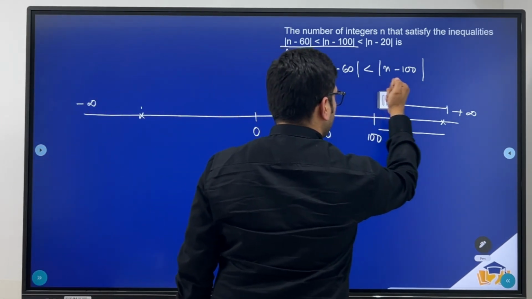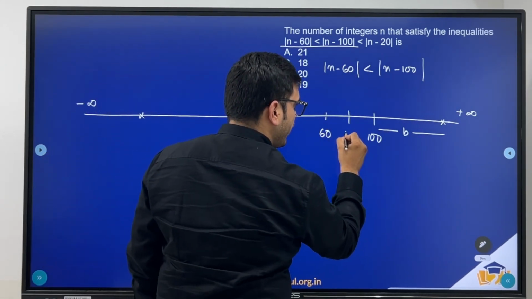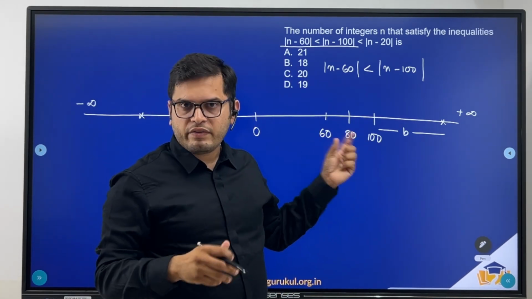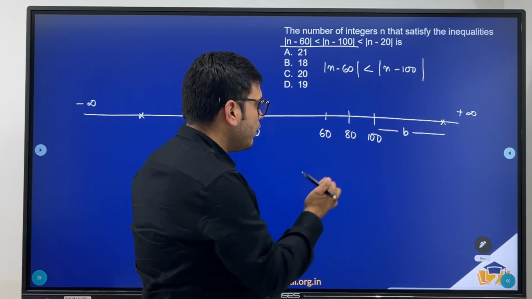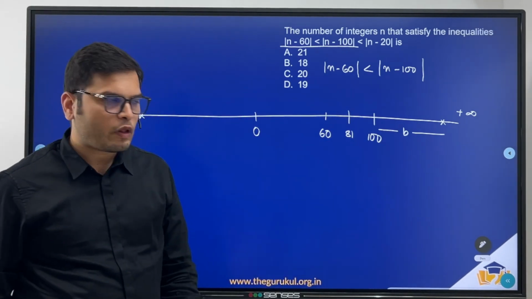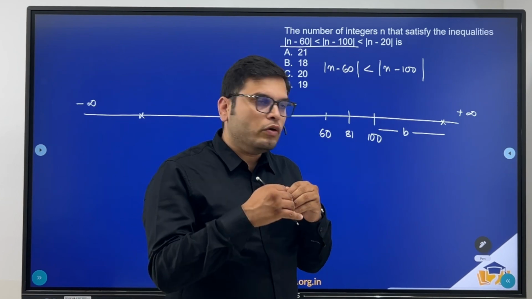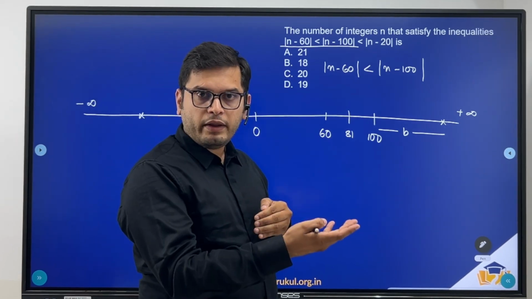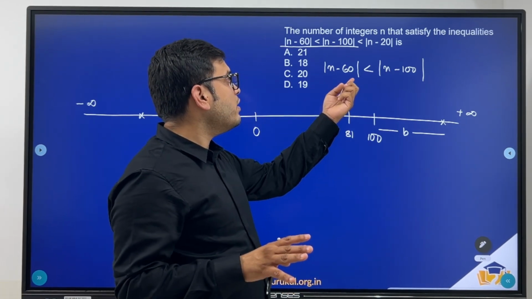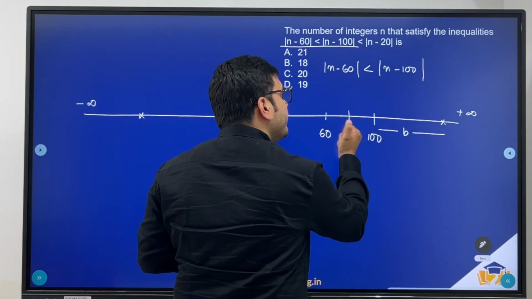Now let's see. If I take the midpoint of these two, which is 80, then 80 minus 60 is equal to 100 minus 80, 20 units and 20 units. Now if I make this 81, this distance is 19, this distance is 21. So for the value of n greater than 80, this inequality is not being satisfied. And |n - 60| should be strictly less than |n - 100|, so that cannot be 80 as well.